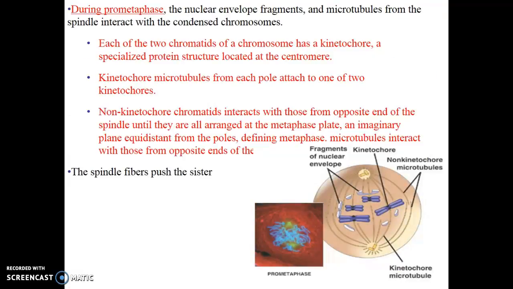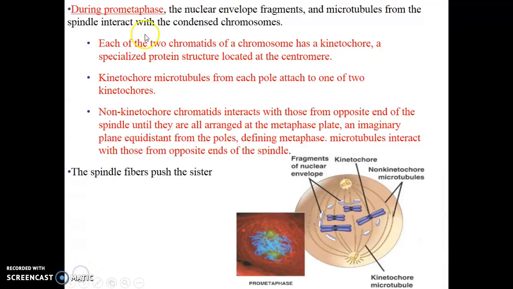The second subphase in mitosis is prometaphase. During prometaphase, the nuclear envelope fragments or breaks, and microtubules from the spindle interact with the condensed chromosomes. Each of the chromatids of a chromosome has a kinetochore, a specialized protein structure located at the centromere.